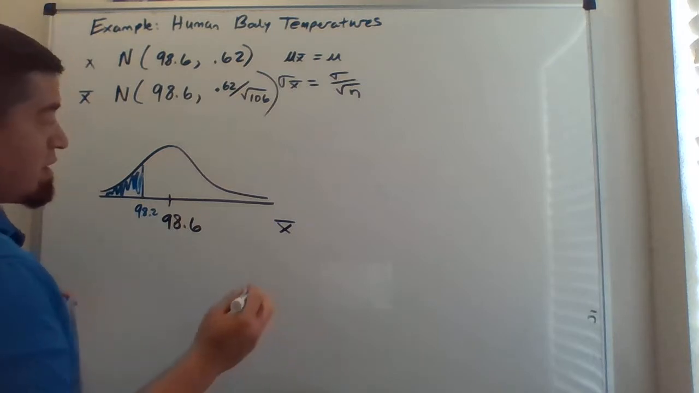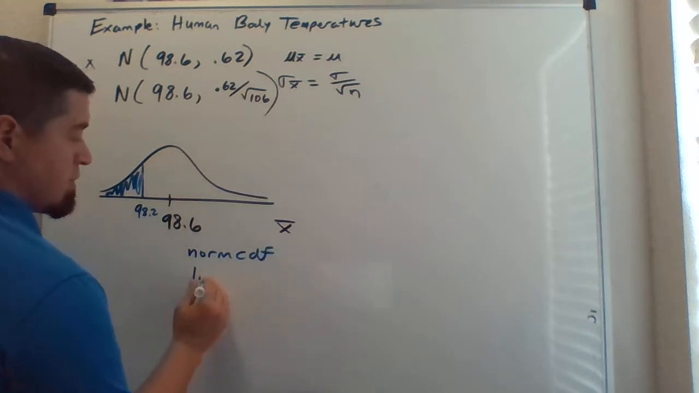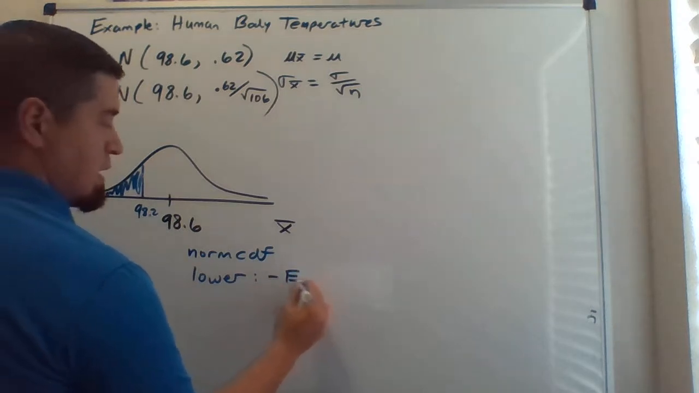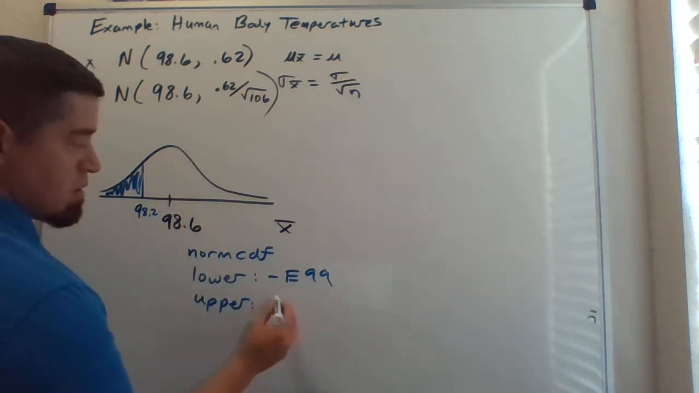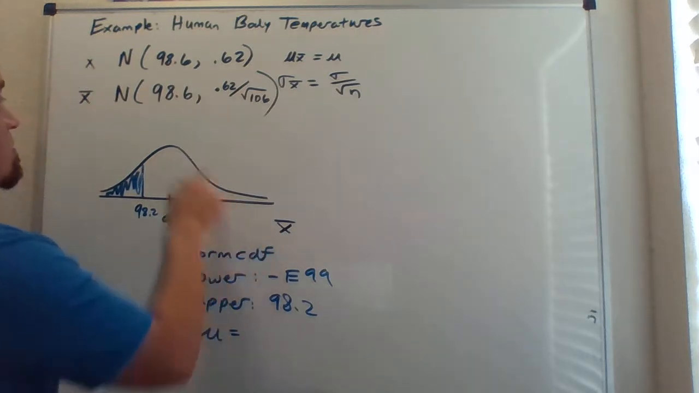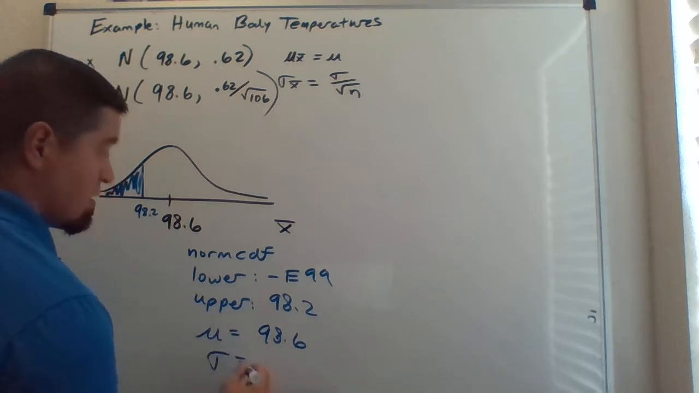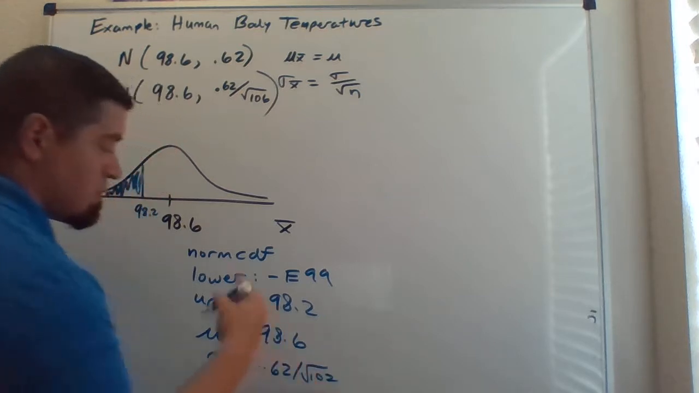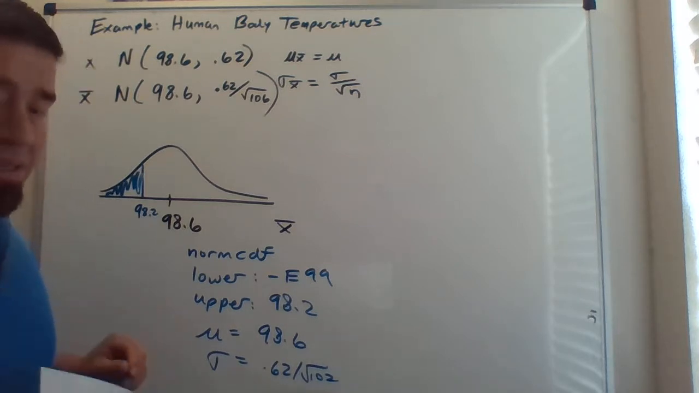I would just use my calculator from here. Again, normal CDF. Okay, what's my lower? Well, what's left of this? Negative infinity, or negative E99. What's the upper? It's 98.2. What's my mean of my sampling distribution? This one, 98.6. And then what's my standard deviation of my sampling distribution? 0.62 divided by the square root of 106, since this is for a sample size of 106. So if I input this, I would get my probability.